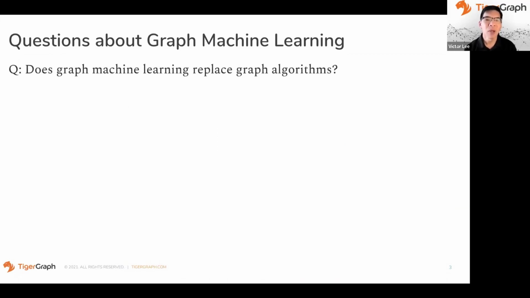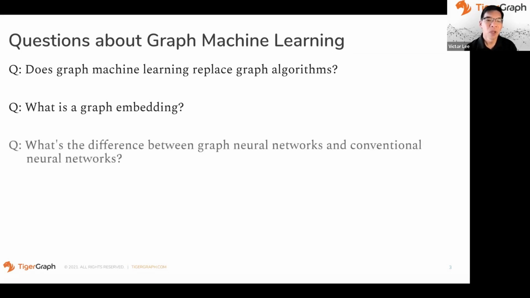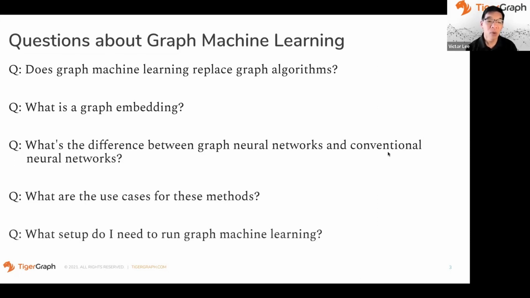So we're going to be going through some questions in this talk. Does graph machine learning replace graph algorithms? What is a graph embedding? What's the difference between graph neural networks and conventional neural networks? What are the use cases for these methods? And lastly, what setup do I need to run graph machine learning? These, we hope, are maybe some of the questions that you have, and we'll be addressing them in this talk.